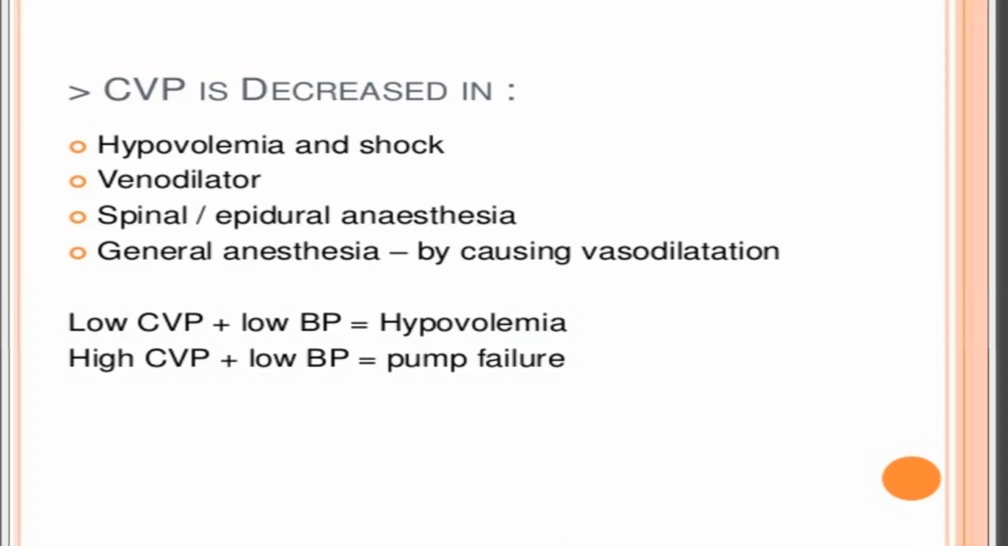Whenever the central venous pressure and blood pressure values are both low, the cause is hypovolemia. When central venous pressure is high but blood pressure is low, the cause is pump failure.